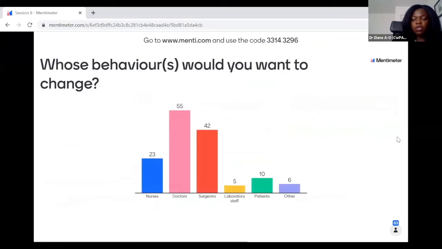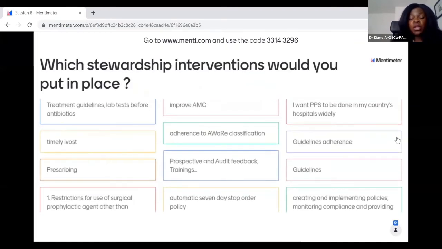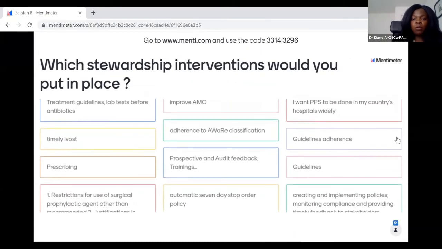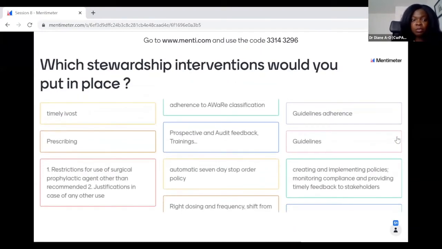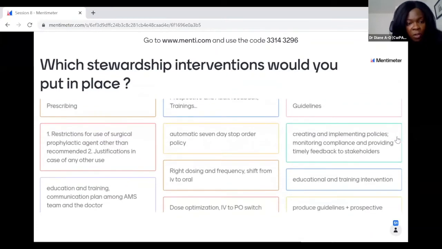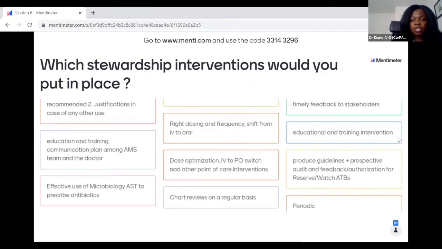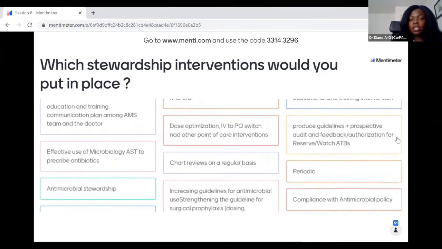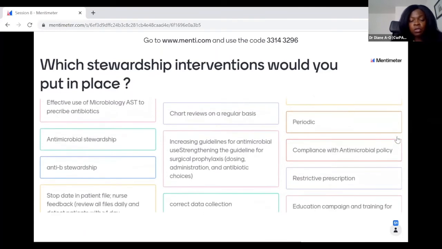Again, what behavior would you want to change? And that's fine. Next one, please. And then what stewardship interventions would you put in place? Somebody said prospective audit and feedback and training. That's really important. Guidelines, that's really important. IV to oral switch, that's really important intervention. Education and training, lots of education and training. Dose optimization, guidelines, chart reviews on a regular basis. That's a really important one.